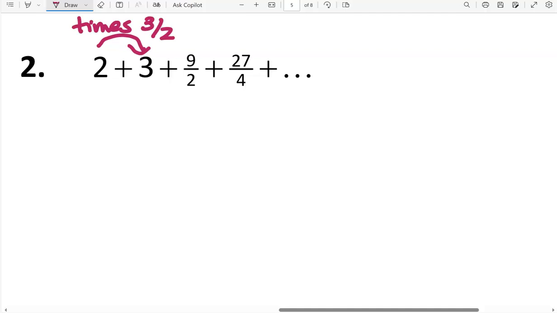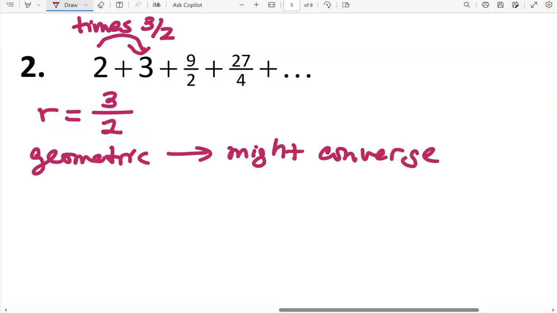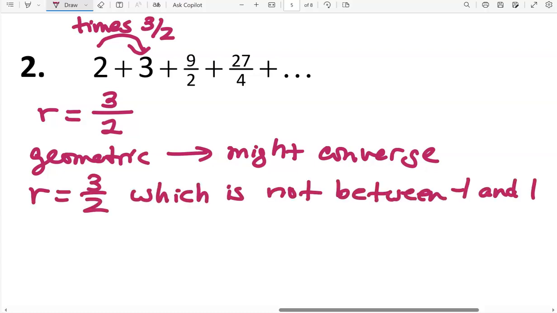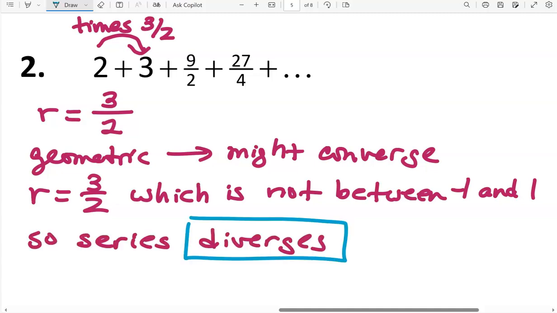In number 2, we also have a geometric series because each term can be found by multiplying the previous term by 3/2. We can find the common ratio by dividing any term by its previous term. So the second term, 3, divided by the first term, 2, is 3/2. Since the series is geometric, it might converge depending upon the value of r. Since the value of r is equal to 3/2, which is a number not between negative 1 and 1, this series diverges.